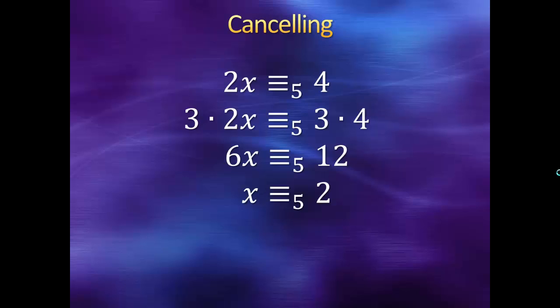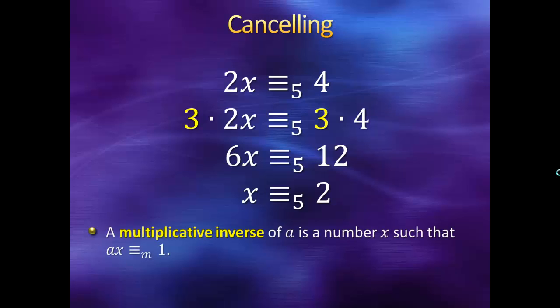When we have a number a, if we can find an x such that a times x is congruent to 1 mod m, then we say that x is a multiplicative inverse of a mod m. Not every number necessarily has a multiplicative inverse mod some m, though.